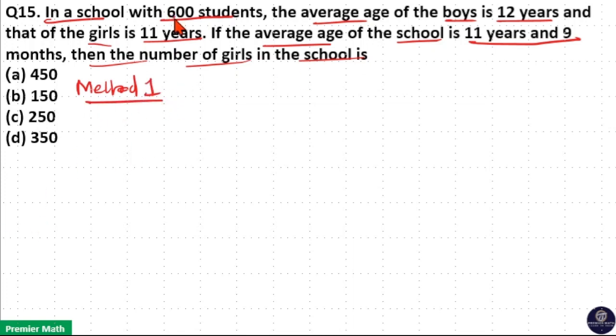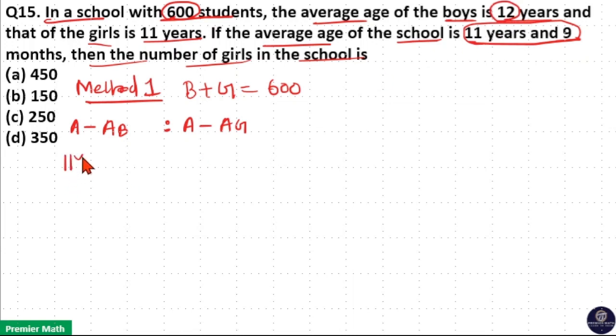Here, number of girls plus boys is 600. Consider number of boys as B, number of girls as G. Then B plus G is 600. In that case, take the difference between average and average of boys. Then take the difference between average and average of girls. Here average is 11 years and 9 months and average of boys is 12 years. So 11 years 9 months minus 12 years is to, here average of girls is 11 years. So 11 years 9 months minus 11 years.